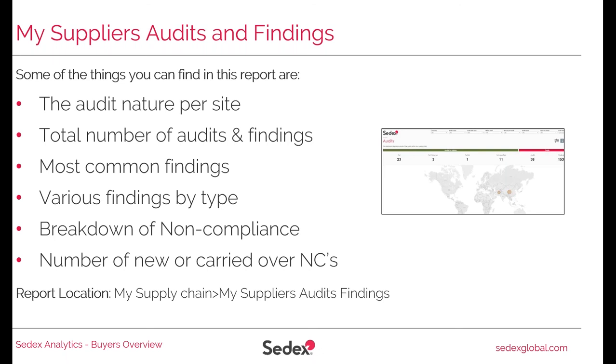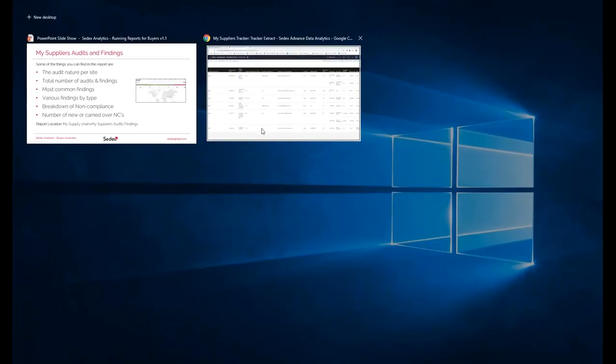And again, this report is solely looking at audits. If you think about the My Supplier Tracker, that's kind of an overview, but there are various other reports which are going to show you only information related to the data you want to see. So audits, findings, and SAQ information. There are specific reports for that. So where you can access this report is in My Supplier Chain, My Suppliers Audits Findings. So let's go there now.